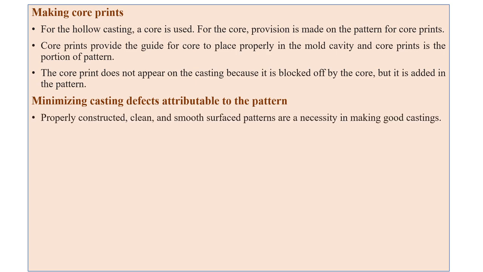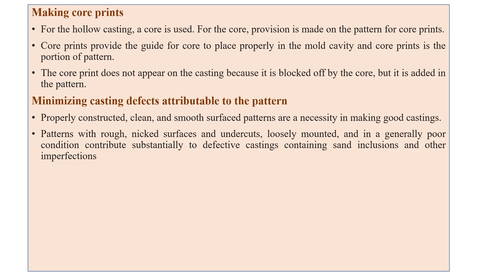Minimizing the casting defects attributable to the pattern: properly constructed, clean and smooth surface patterns are a necessity in making good castings. Patterns with rough surface and undercut, loosely mounted and in greatly poor condition, contribute substantially to defective castings containing sand inclusions and other imperfections. If the surface finish of the pattern is smooth, it provides a good surface finish on the casting. If it is a rough surface and there are some undercuts, that will be reflected on the casting, so your casting product may be defective. It can contain some inclusions and some other defects.